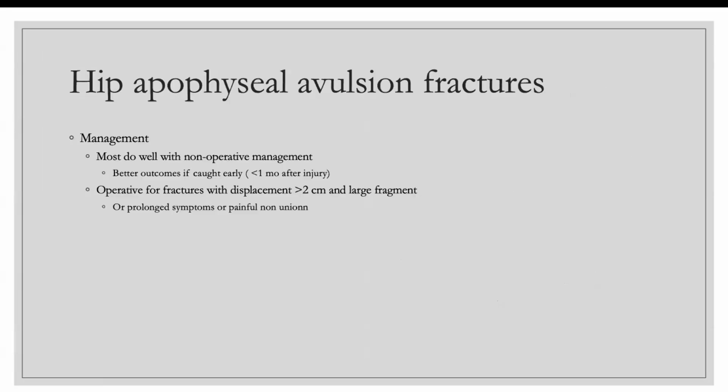For these avulsion fractures, a lot of them do well with non-operative management, but it's always better if we catch these early. So we want to make sure we're within that first month after injury, and be mindful of when we need to refer to our surgical colleagues. So if there's displacement with greater than 2 centimeters or a significantly large fragment, or if they're getting prolonged symptoms and painful non-union after we've done some non-operative management, it's time to get them over for a surgical consultation there.